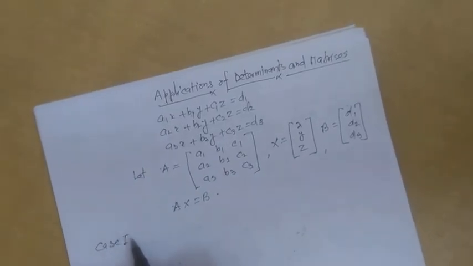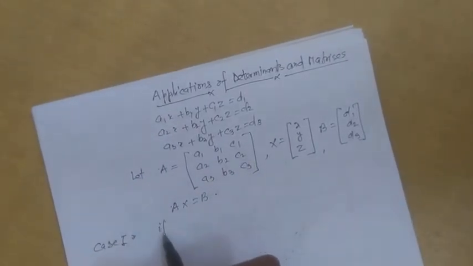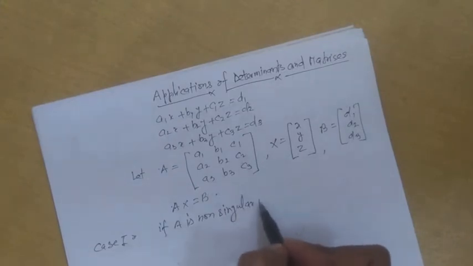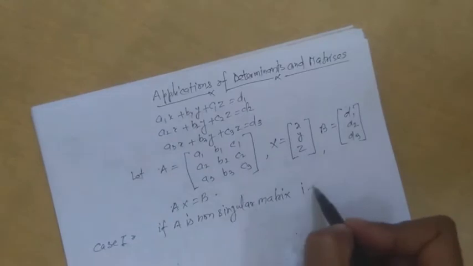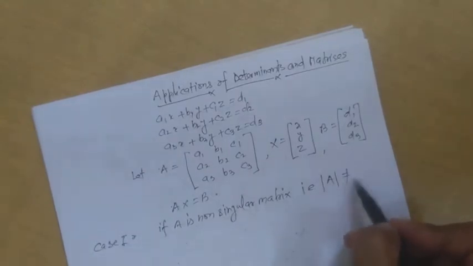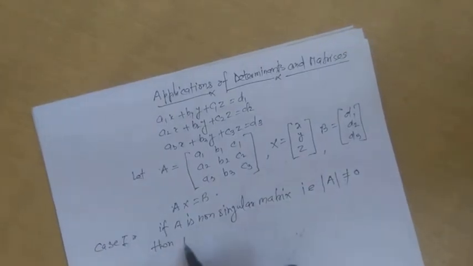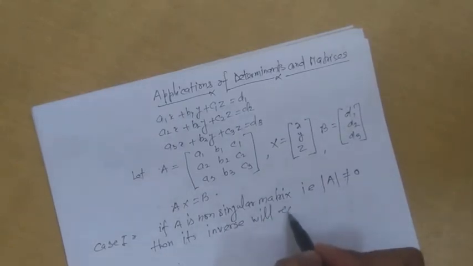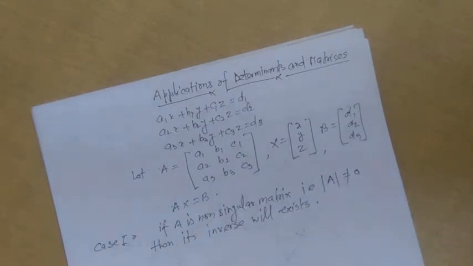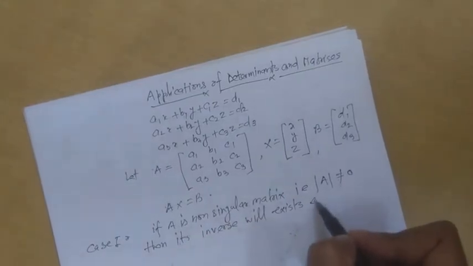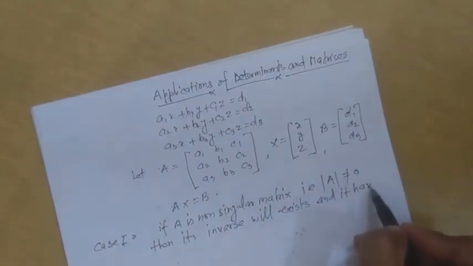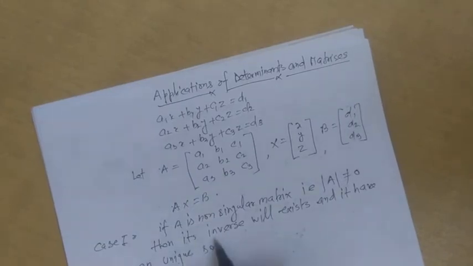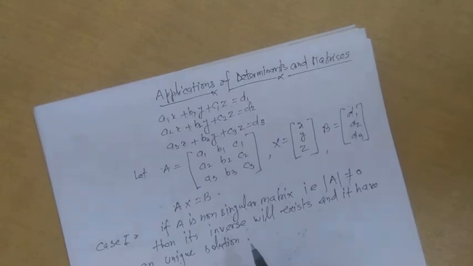Case number one. If A is a non-singular matrix, it implies determinant of A is not equal to 0, then its inverse will exist, and it has a unique solution.